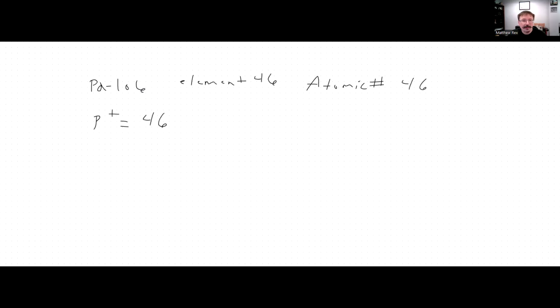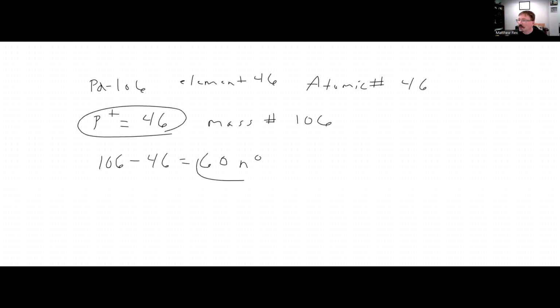And then our mass number is given in the way that it's written there, Pd-106. The mass number is protons plus neutrons. So if I take the mass number minus the protons, I'll get the number of neutrons. So missing pieces from the table: 46 protons, 60 neutrons, or in the order it appears in the table, should have been that one right there.